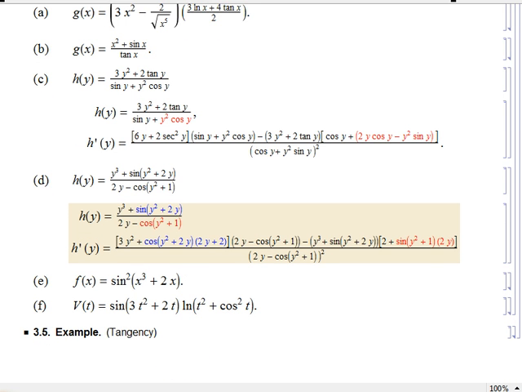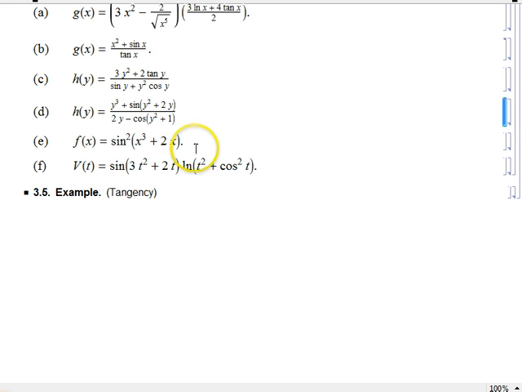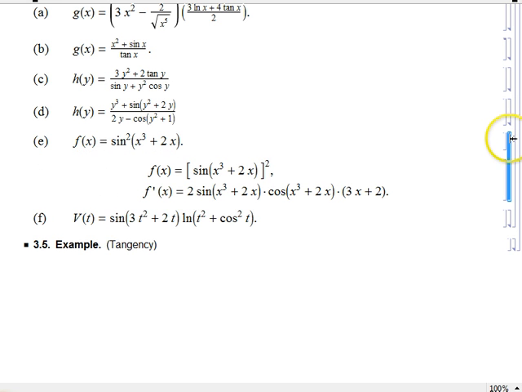Okay, there are a couple more problems. Okay, and then we have some time left, so let's talk about these. How about problem E? Sine squared of x cubed plus 2x. At first glance, it looks like the outermost function is sine function. However, that is not the case. The outermost function is actually a square function. Sine function is the next inside, and then we have x cubed plus 2x inside.